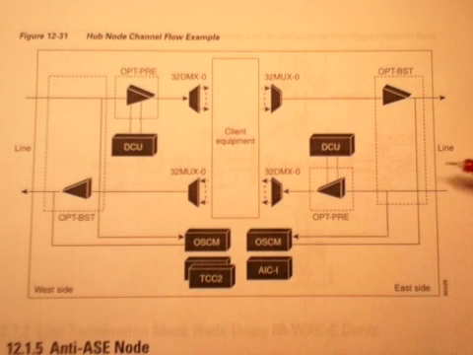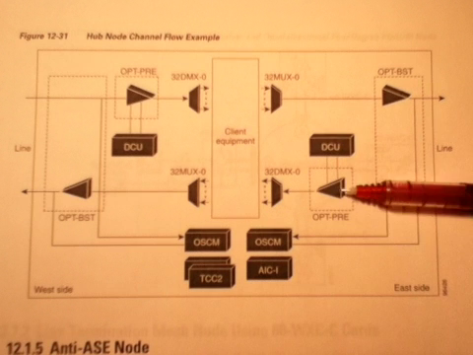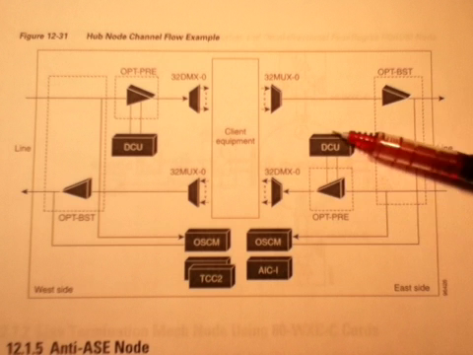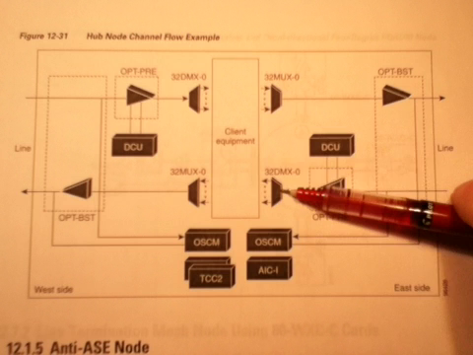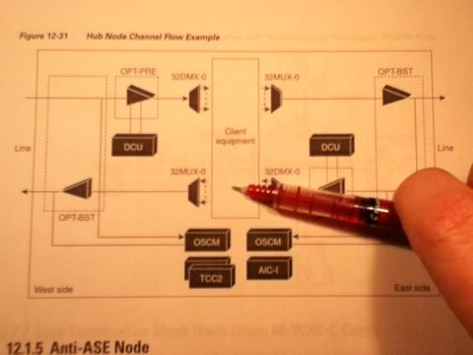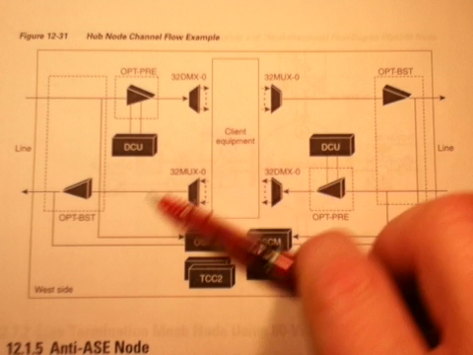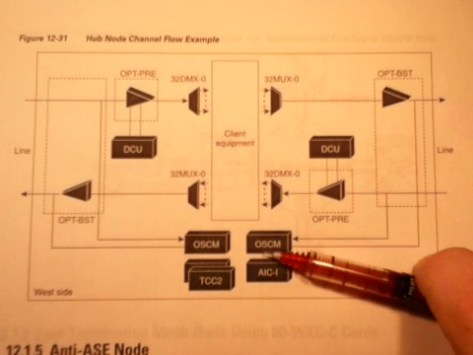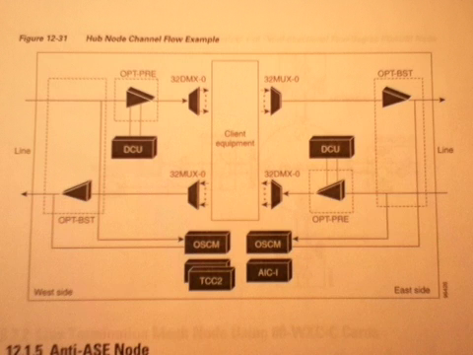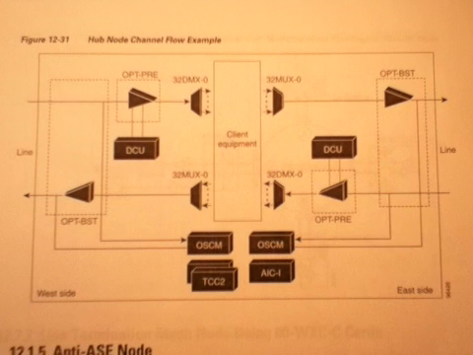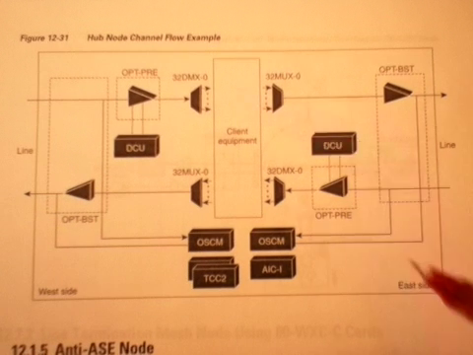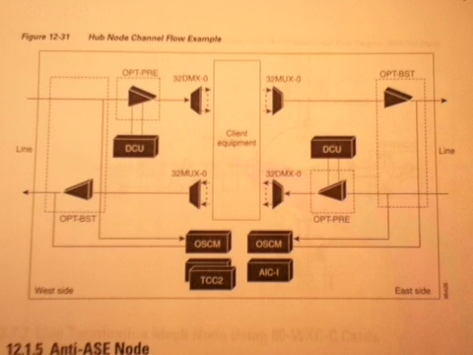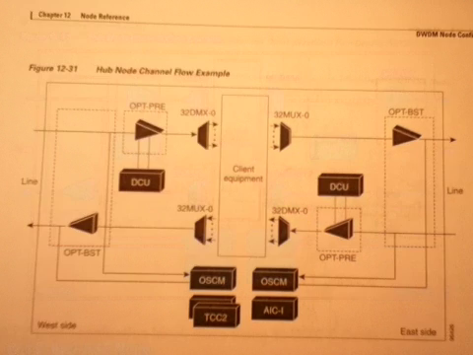It also accepts inputs from the east, gives an optical preamplifier with dispersion compensation, and demuxes them for the clients. Same thing on the west side. And the whole thing with the optical supervisory channel being pulled off and then put back on is all the same here. But this is a hub node where we've got a lot of client equipment here, which is connecting to probably lots of office buildings and that sort of thing.